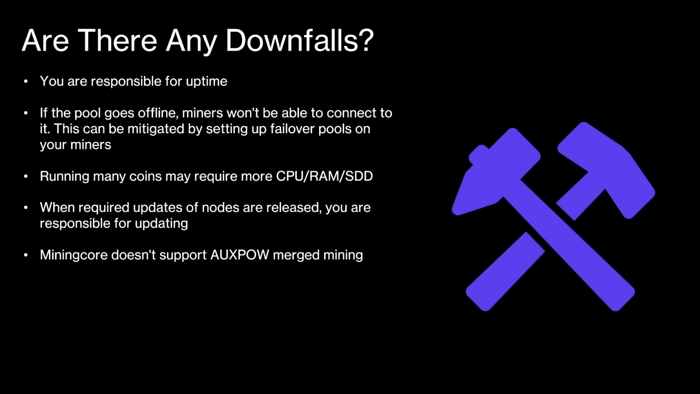And last but not least, Mining Core currently does not support AuxPoW, which is the merge mining protocol that Bitcoin and Litecoin both use. So the SHA-256 merge mining protocol is AuxPoW. It's not supported in Mining Core. Same thing with Litecoin, on the Scrypt side. So if you wanted to mine with Mining Core and you wanted to mine Litecoin and Doge, you'd have to mine each of those individually. You wouldn't be able to merge mine them.